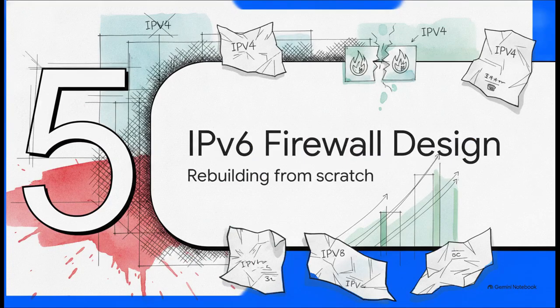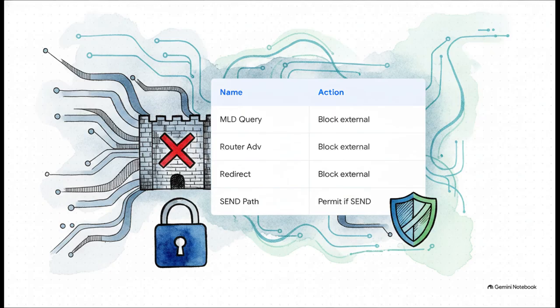So, the crucial point is, Section 5, Essential IPv6 Firewall Design, rebuilding policy from first principles. Because the threat landscapes are fundamentally different, IPv6 firewall design requires you to rebuild your policy completely from scratch. You absolutely cannot just copy and paste your IPv4 rule sets over. Just take a look at this critical filtering table derived from RFC 4890 concerning ICMPv6. ICMPv6 is so much more vital to network operation than its predecessor. But certain messages absolutely must be controlled at routed boundaries.